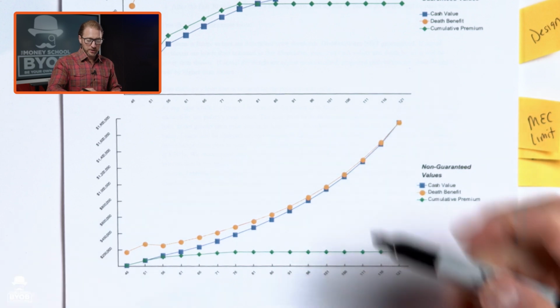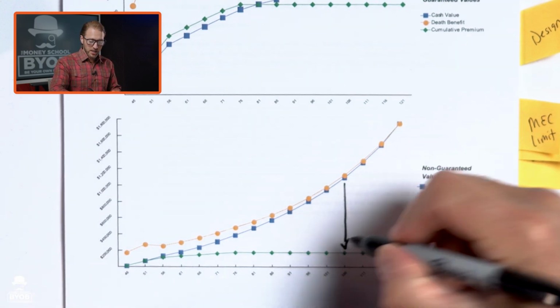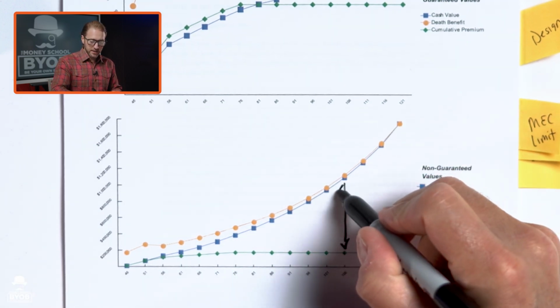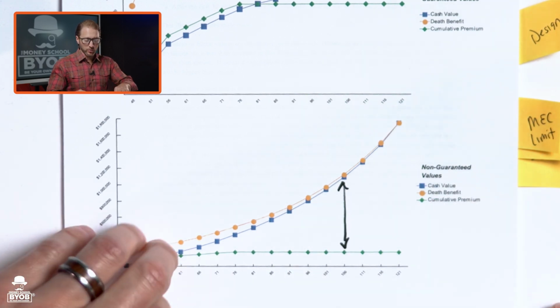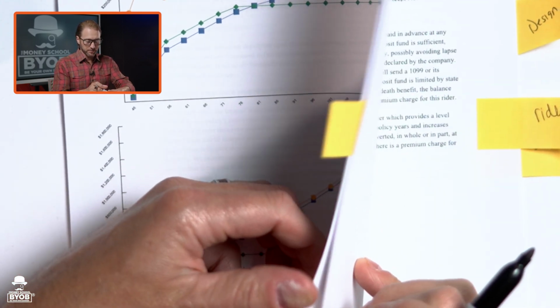Now this graph would look different if you set the dividend option as something different, but on every policy design we set the dividends to purchase additional paid-up additions, which is what drives the death benefit up. So now that looks a lot better, right? Look at the difference right here between the premium and the death benefit and cash value. That's what we're looking for in these policies.